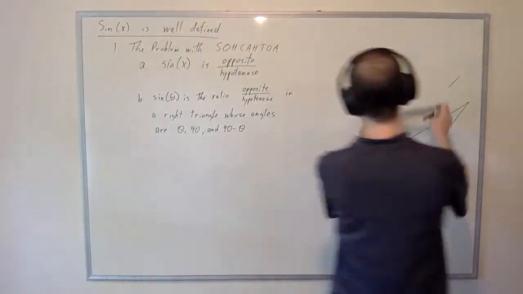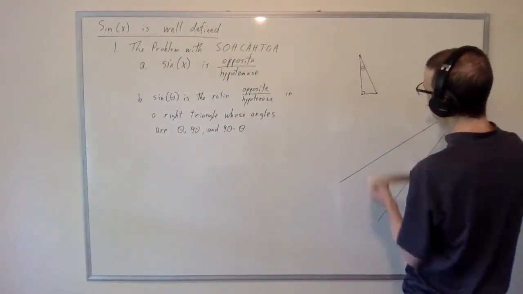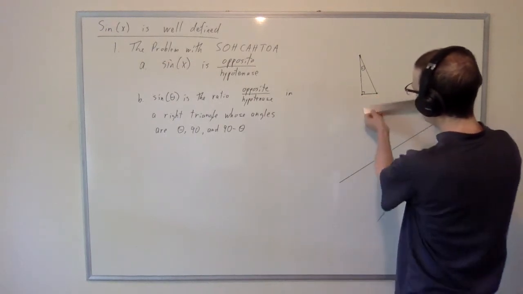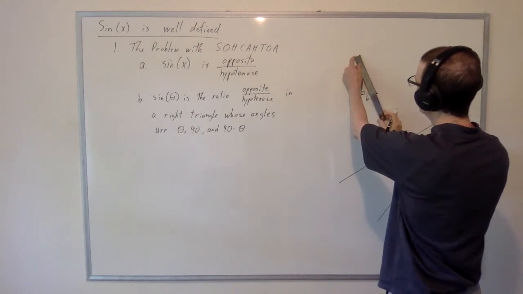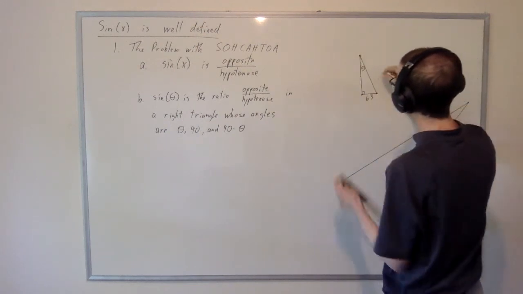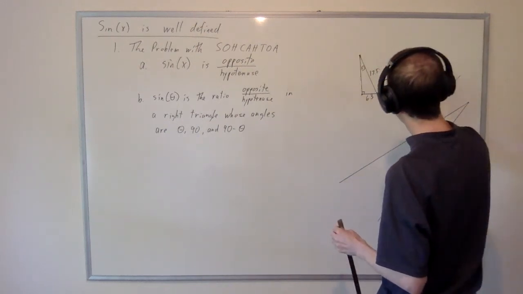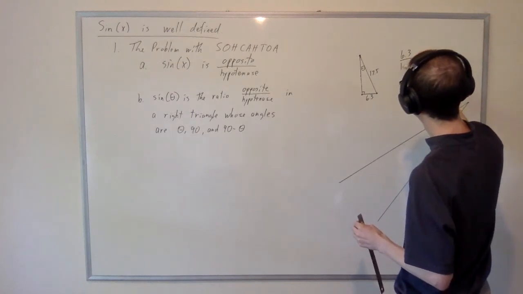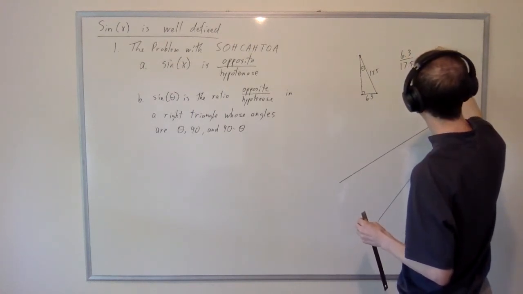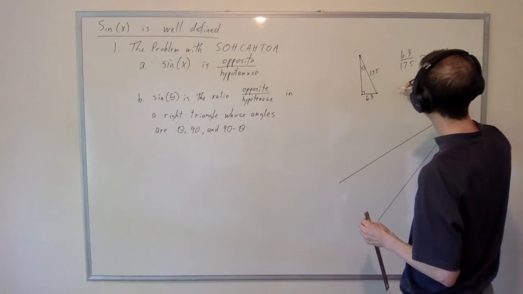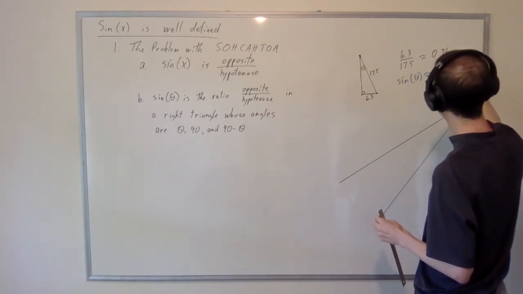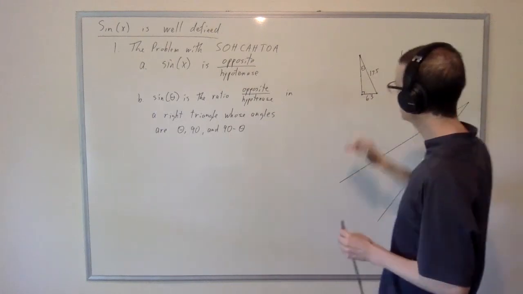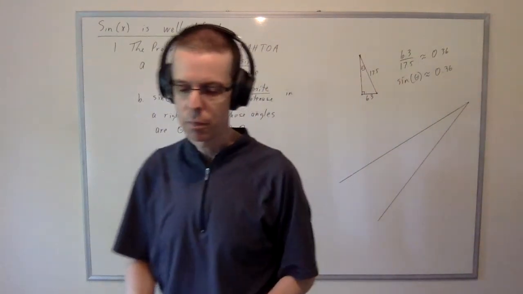Now I have 3 points in a right triangle, and so I have the opportunity to calculate sine theta. Now I've already measured this out, but I want to indicate I need to measure the opposite side length here, and that'll be 6.3. I need to measure the hypotenuse length, and that'll be about 17.5. And then I have to calculate the ratio between them, 6.3 over 17.5, and that's about 0.36. So we'll conclude here that sine theta is approximately 0.36 for this angle.